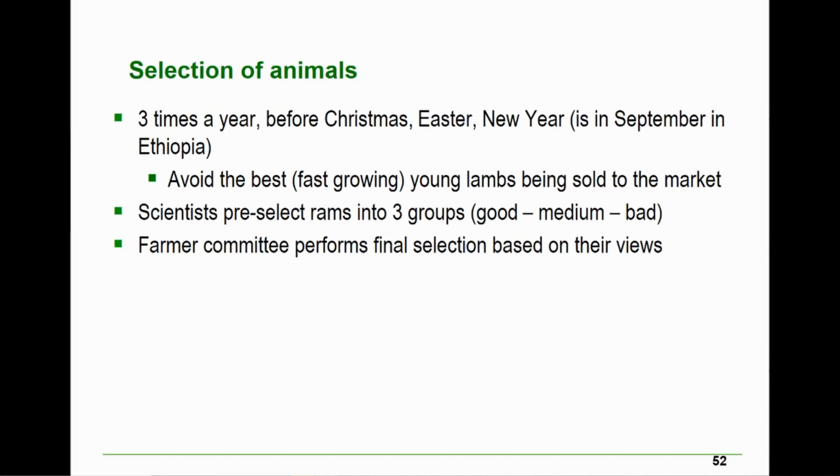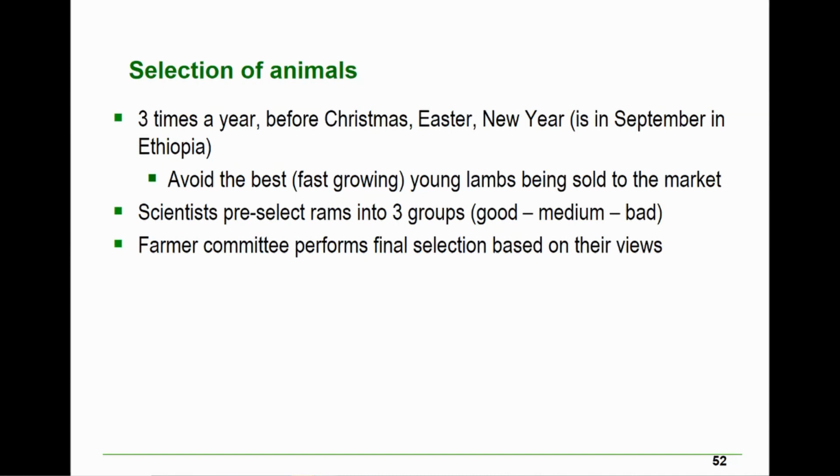So usually what is then being done, as I mentioned, is that there are three categories: good, medium, and bad. And then there is a farmers committee who actually makes the final choice.